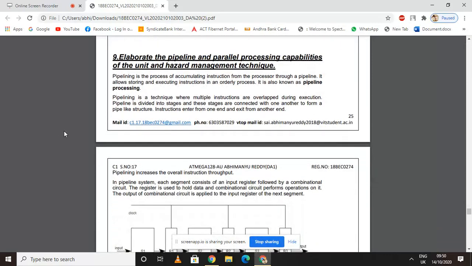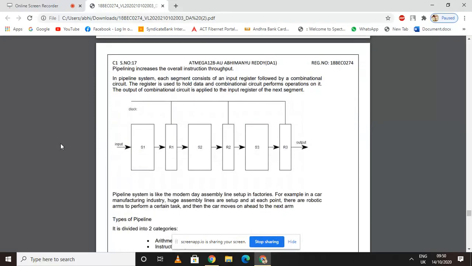Coming to the ninth question, elaborating the pipeline and parallel processing capabilities of the unit and hazard management technique. So pipelining is basically the process of accumulating instructions from the processor through a pipeline. It allows storing and executing instructions in an orderly process. It's also known as pipeline processing. Pipelining is actually a technique where multiple instructions are overlapped during execution. The pipeline is divided into stages, and these stages are connected with one another to form a pipe-like structure. Instructions enter from one end and exit from the other, so that it goes in a smooth and organized form.